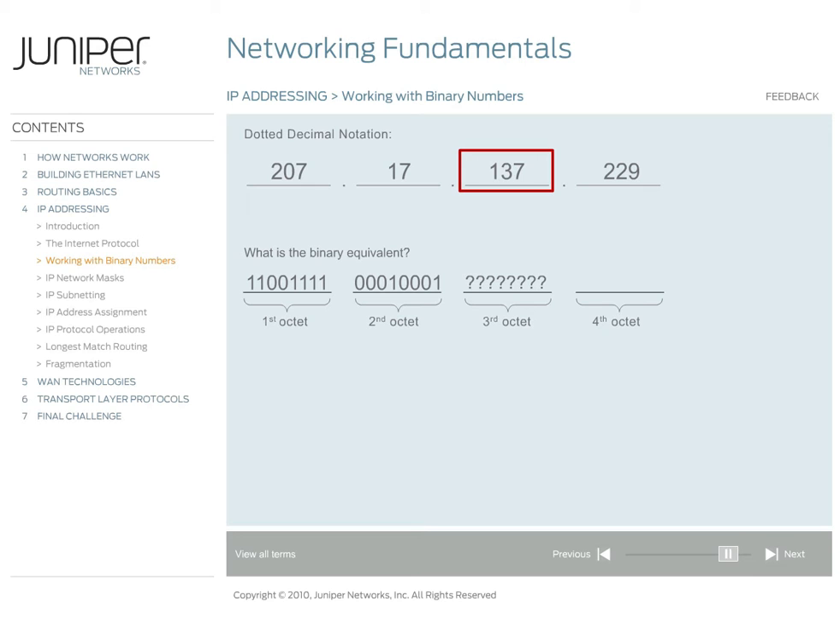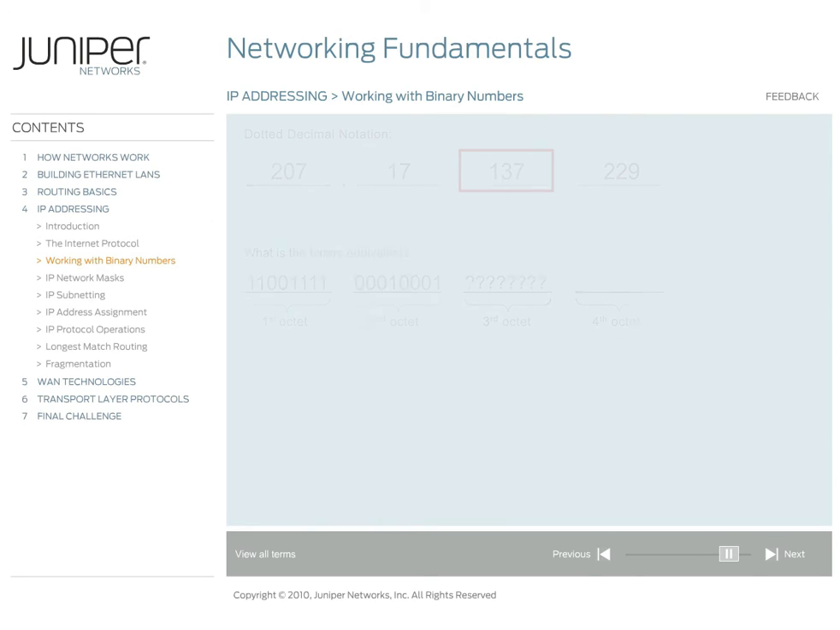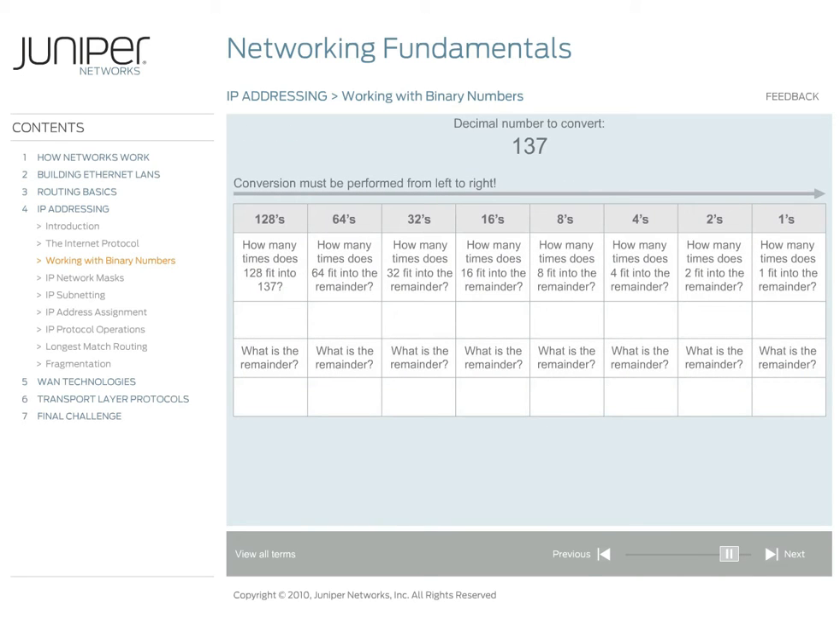You need to determine the binary equivalent of the third octet. Start from the left side of the table and enter a 1 or 0 depending on whether the power of 2's place can fit within the decimal number. If it does, subtract that power of 2 and find the remainder. Proceed from left to right as we have demonstrated. When you have the answer, click Check Answer.